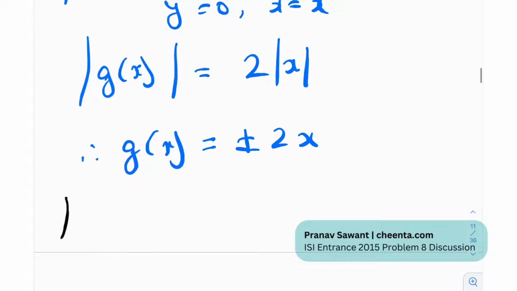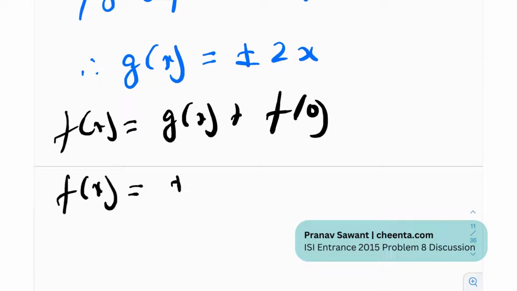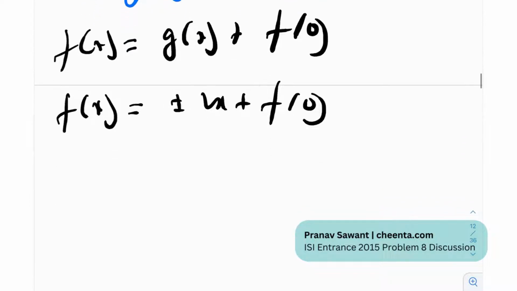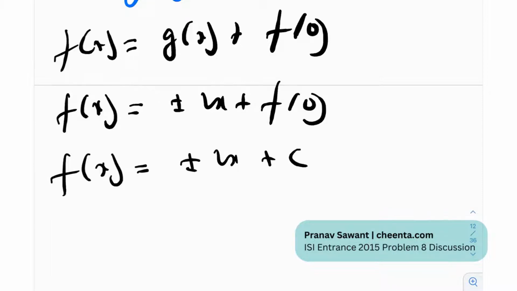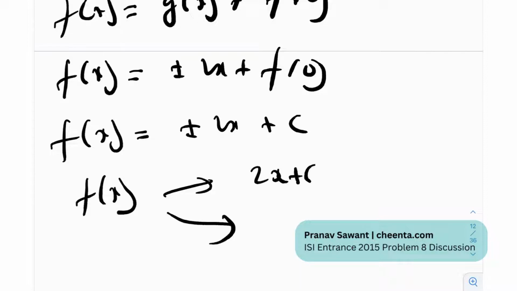Now what is f of x? F of x is g of x plus f of 0. Right? So what will be f of x? Plus or minus 2x plus f of 0. And what is f of 0? F of 0 is nothing but a constant, right? You plug in 0 into the function, you'll obviously get a constant value. So f of x is equal to plus or minus 2x plus c. Right? So f of x can either be 2x plus c, or it can be negative 2x plus c.